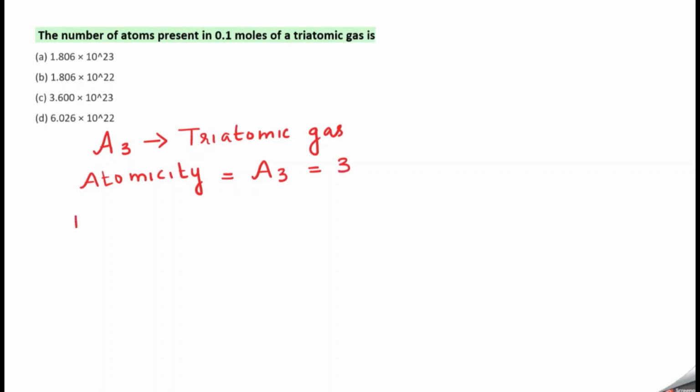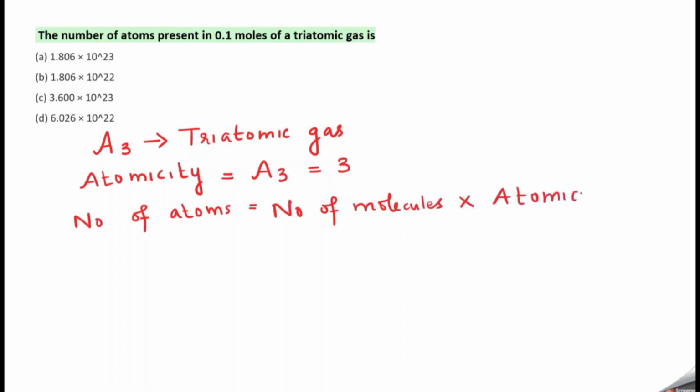So generally speaking, the number of atoms is equal to the number of molecules multiplied by atomicity. Okay, so this is a general thing you should remember. Whenever they give you molecules and ask you the number of atoms, the best method is first to calculate the number of molecules and multiply by atomicity.